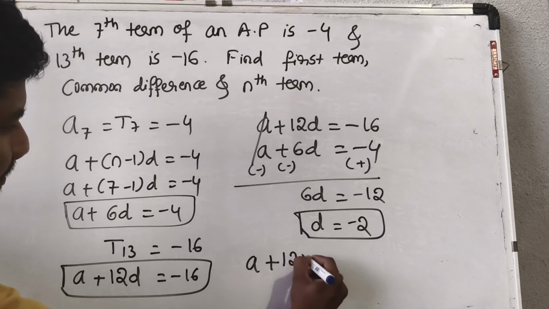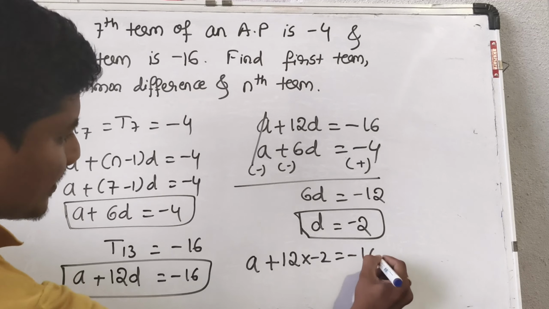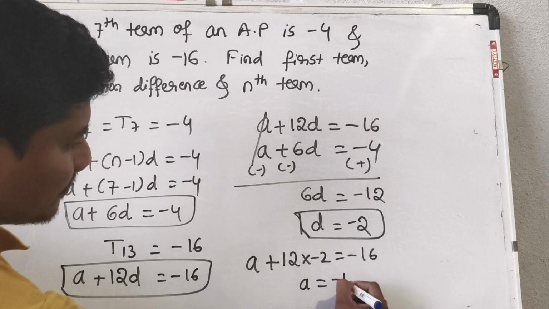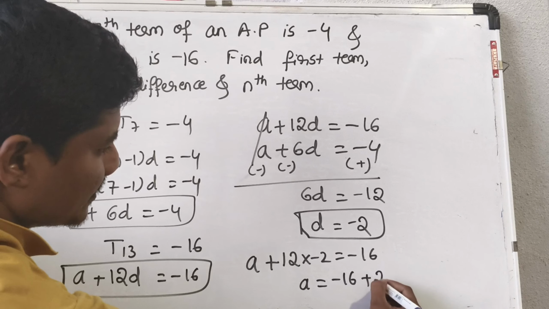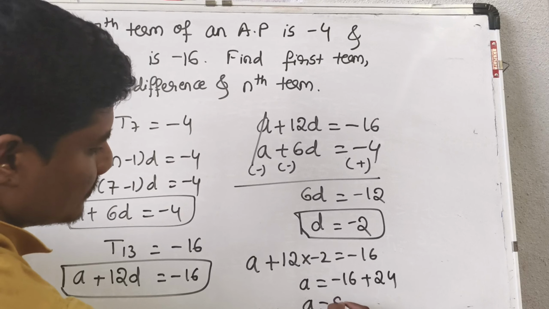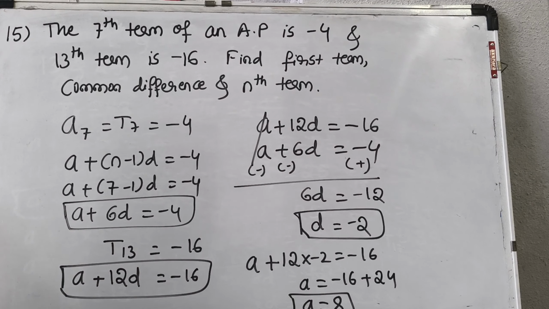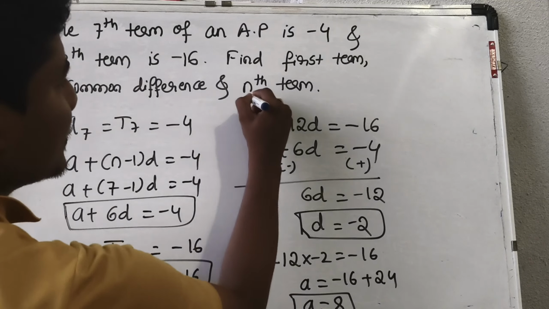I'll put this common difference value in this equation. 12 into minus 2. 12 twos are 24, minus 24. a is equal to minus 16, minus 24 becomes plus 24. 24 minus 16 is 8. Therefore, the first term of this question is 8.